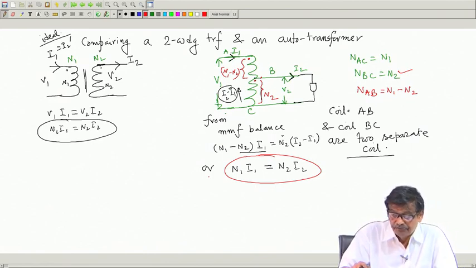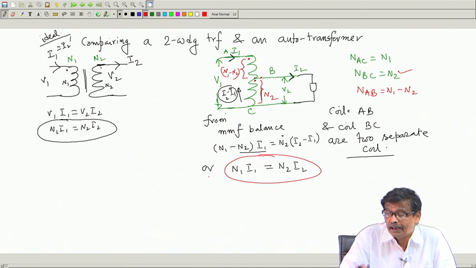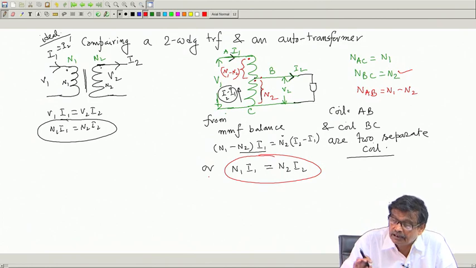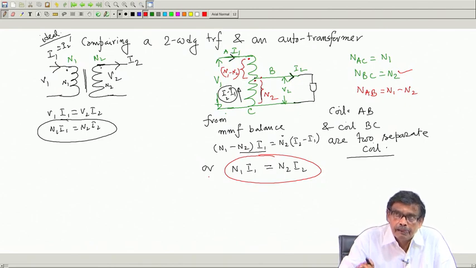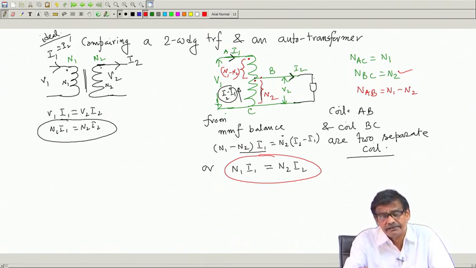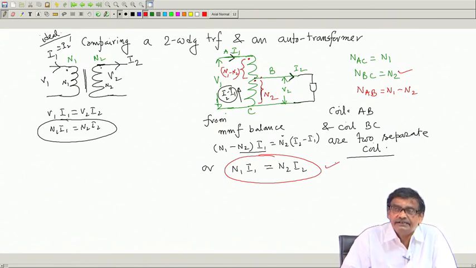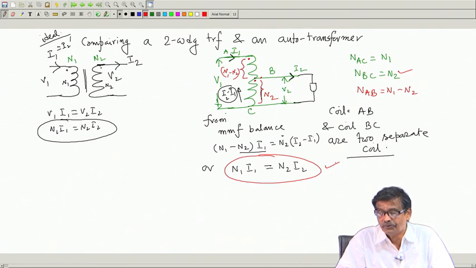But the reason that this will be true, I must get it by balancing the MMFs of the two separate portions of this coil that I have identified as AB and BC. Then only I can invoke all the things I did for two winding, I can do it here also, thinking that okay, these two coils are separate coils, common flux, induced voltage there, induced voltage there, and so on. So, this is the relationship which will hold good.